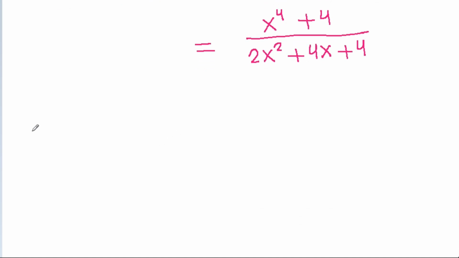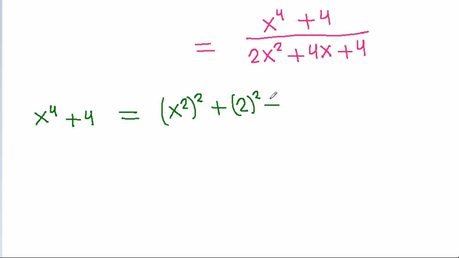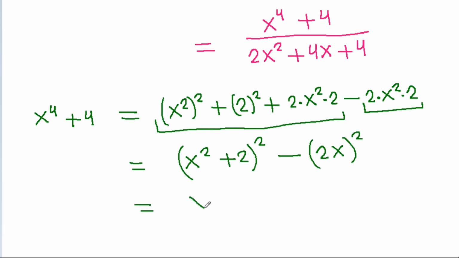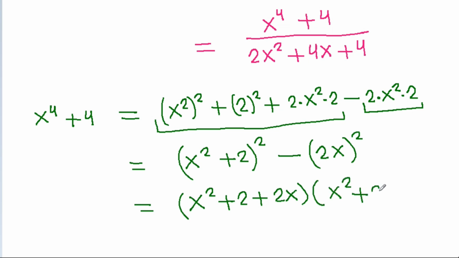And now x^4 plus 4 is equal to (x squared) squared plus 2 squared. And if we add 2 times x squared times 2 and subtract 2 times x squared times 2, then this will be equal to (x squared plus 2) squared minus 4x squared, that will be (2x) squared, and it is (x squared plus 2 plus 2x) times (x squared plus 2 minus 2x).